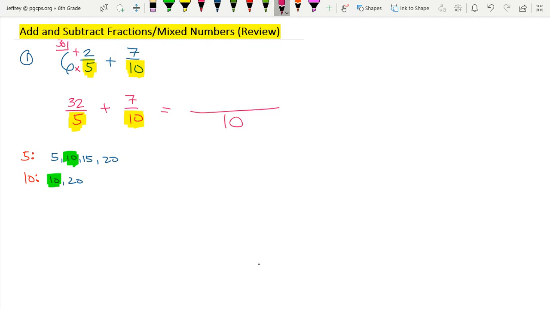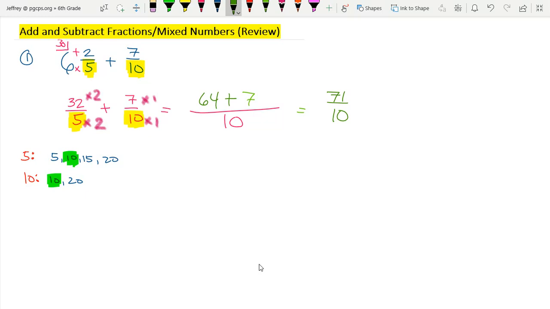Now, what did you multiply to 5 to get 10? We multiplied by 2. So the same goes to the top. You multiplied by 2, and that should give us 64. Addition sign. Now, what did you multiply to 10 to get 10? Just 1, right? Nothing changed. So that's going to be 7. So now, what is 64 plus 7? It's going to be 71 over 10.